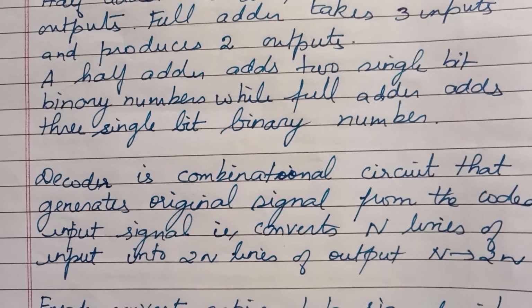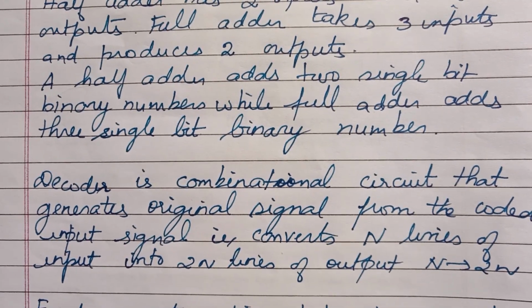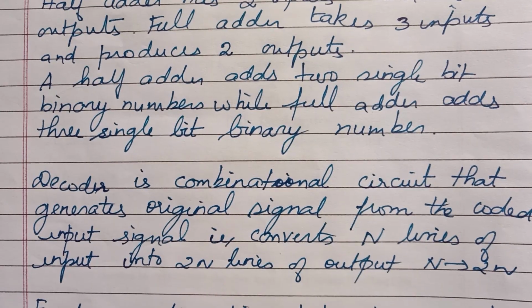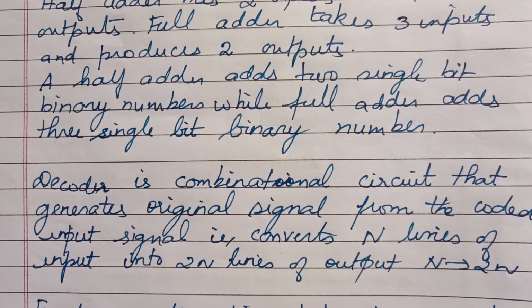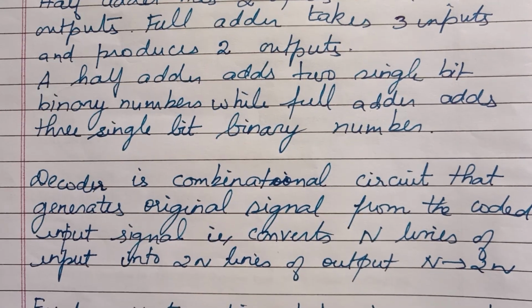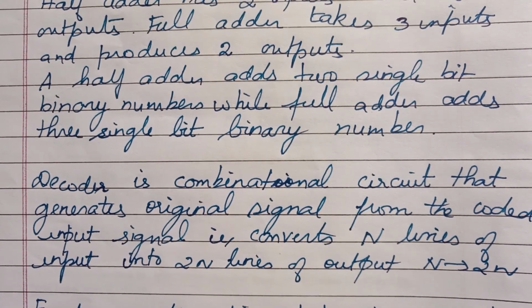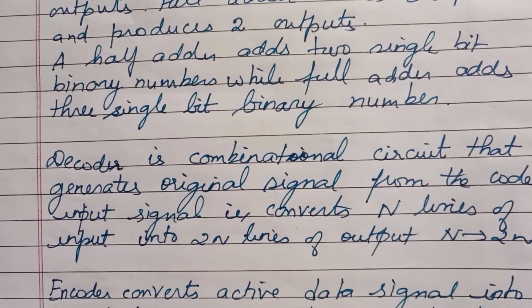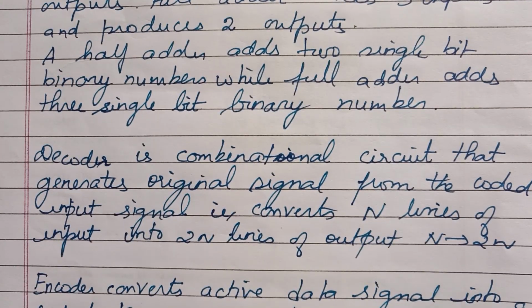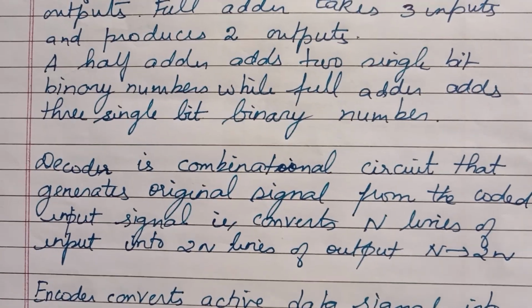So what is a decoder? Decoder is a combinational circuit. It generates the original signal from the coded input signal. Encoder will code the signal and decoder will decode the signal. So decoder will give the original signal from the coded input signal. That is, it converts n lines of input into 2^n lines of output. That is, n gives 2^n.